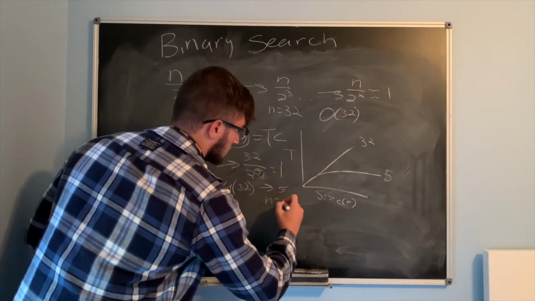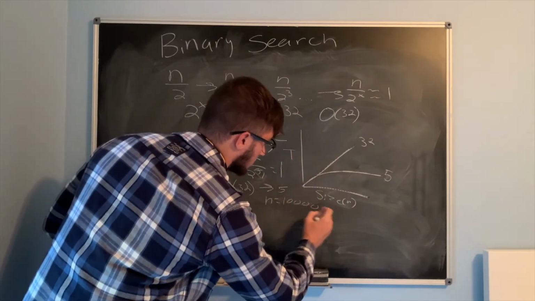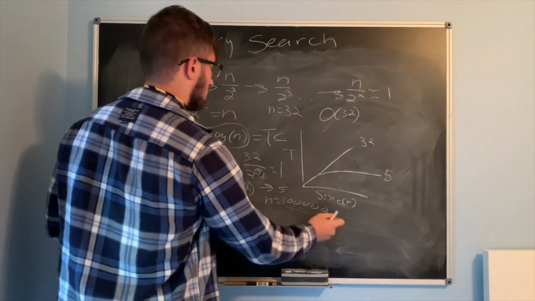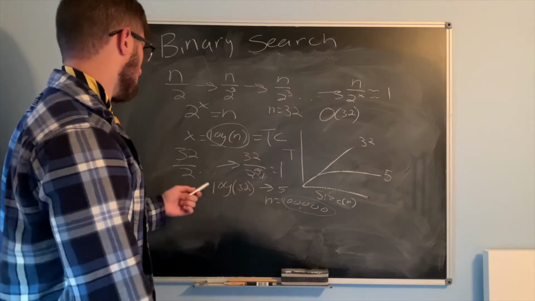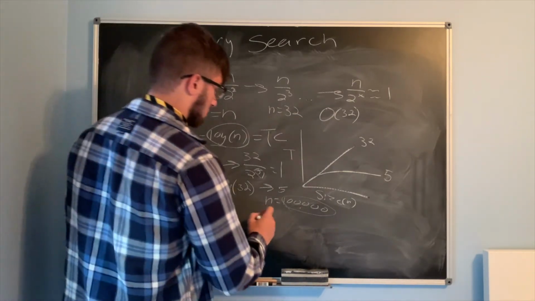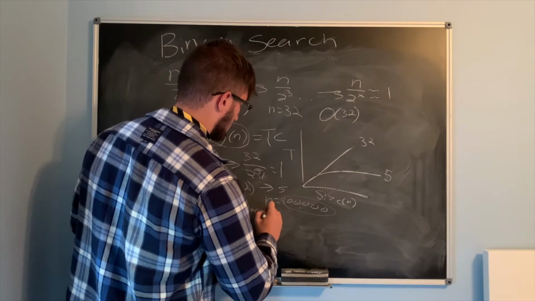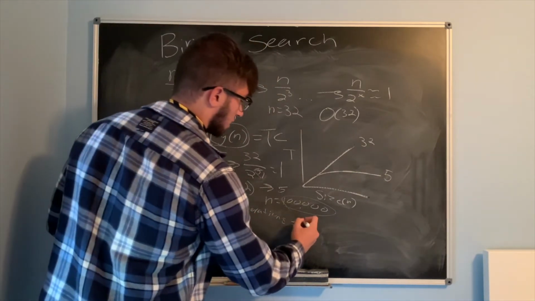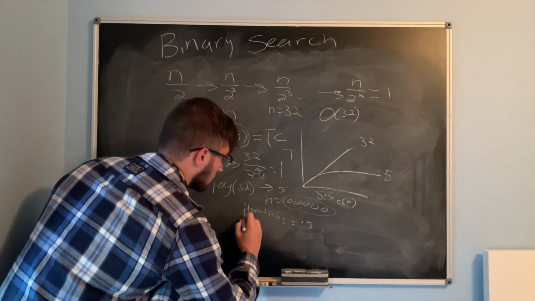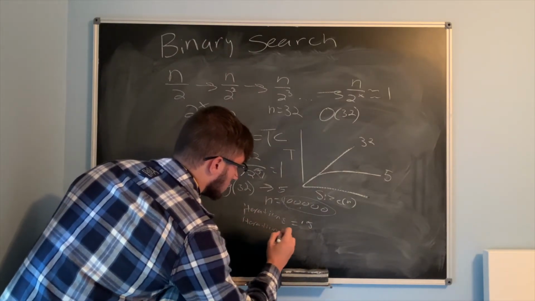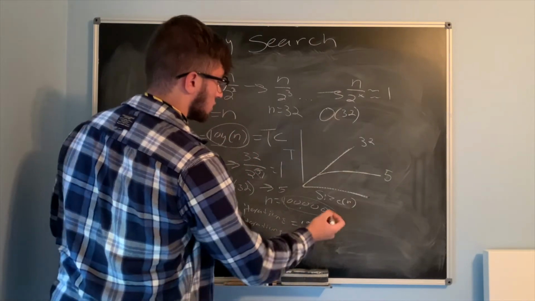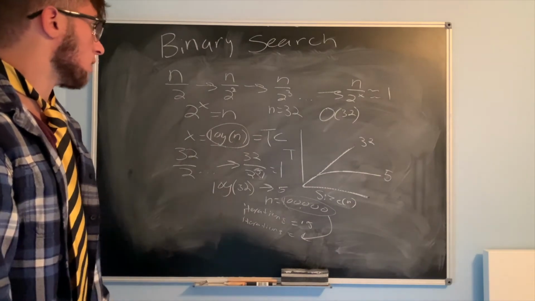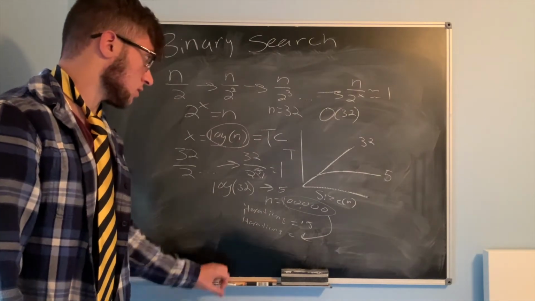Say n was like 100,000. We plug this 100,000 into our formula here. We would get the amount of iterations for the binary search to be like 15, while the iterations for the linear search would be the same number of 100,000. So obviously much more optimal to use a binary search than linear search.